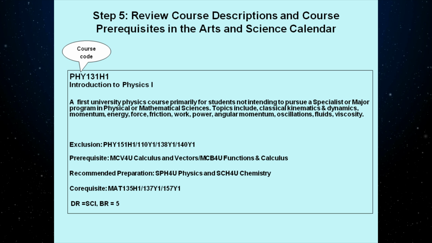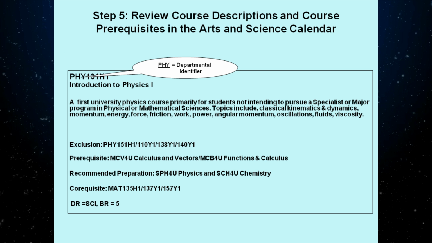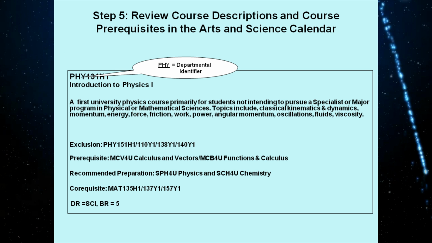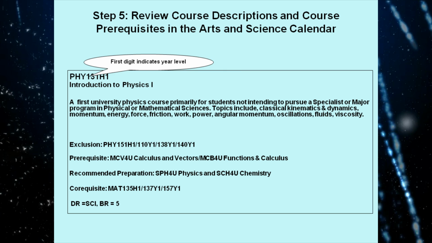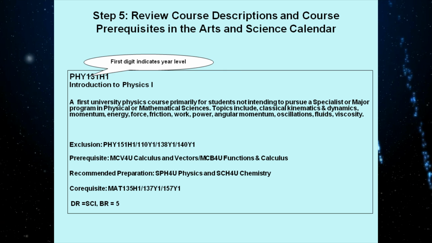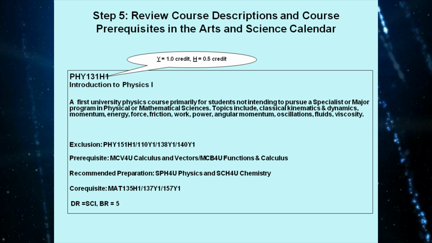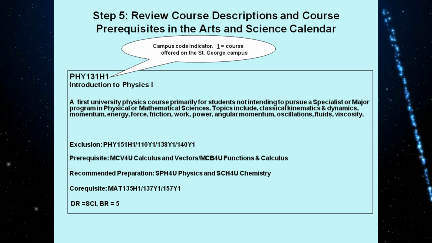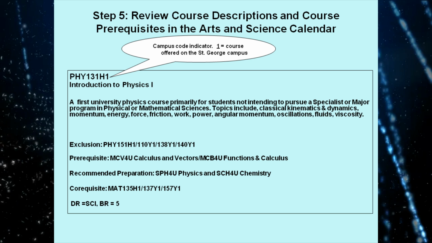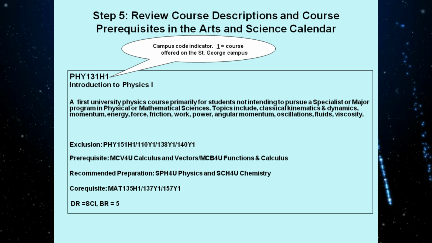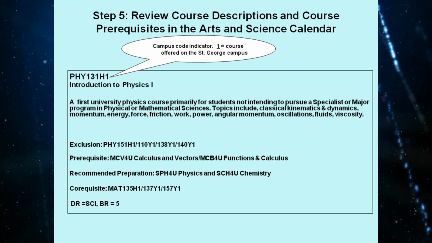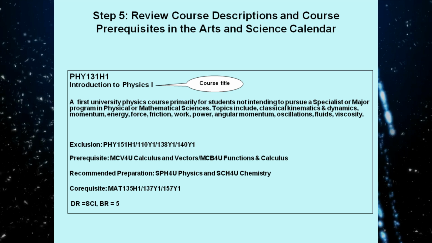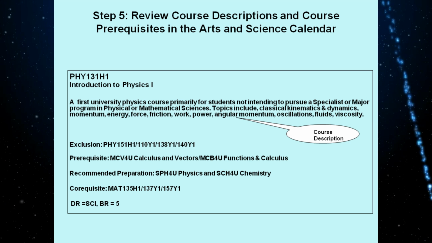Over here is the course code. Here is the department identifier, which is PHY for this example. The first digit indicates the year level, 1 for this example. Y equals 1 credit, H equals 0.5 credits. Lastly, the campus code indicator is here, and in this case 1 means the St. George campus. Over here is the course title, and this is of course the course description.